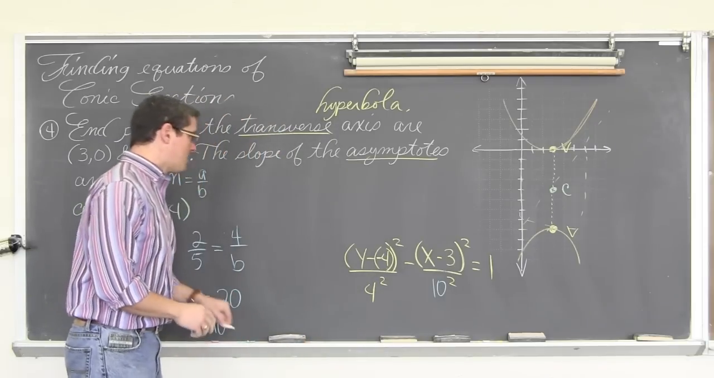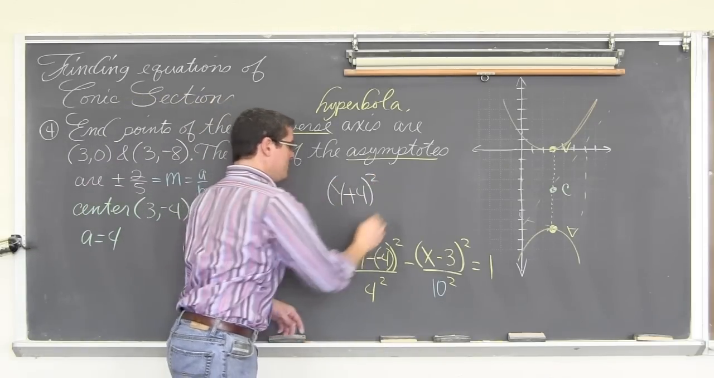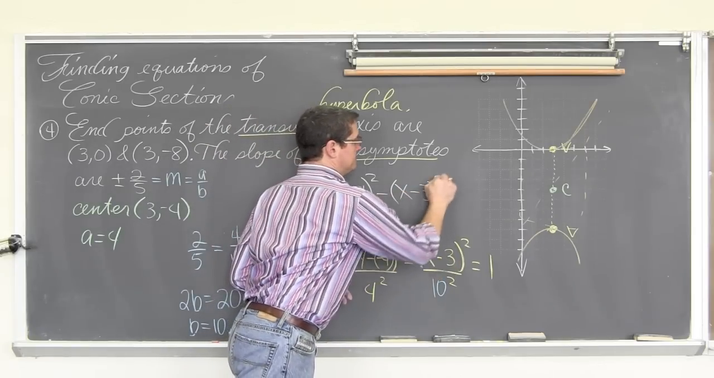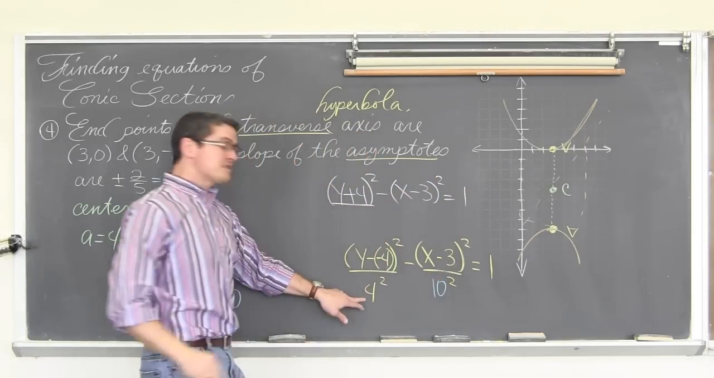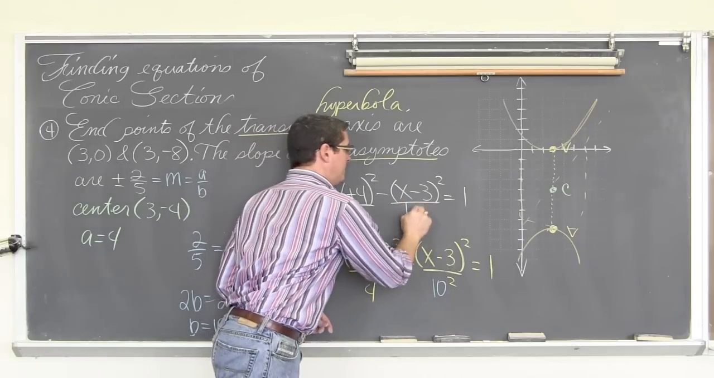And our final answer, all cleaned up, is going to be (y plus 4) squared over 16 minus (x minus 3) squared over 100 equals 1. This denominator is going to be 16. This denominator is going to be 100.